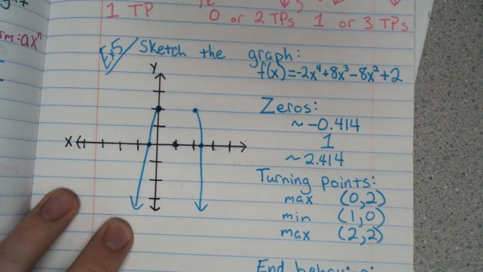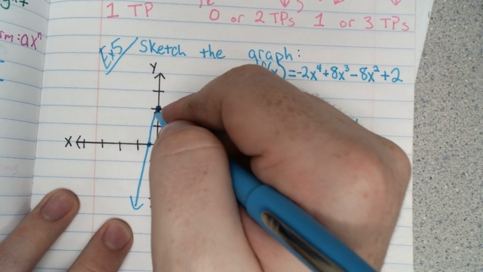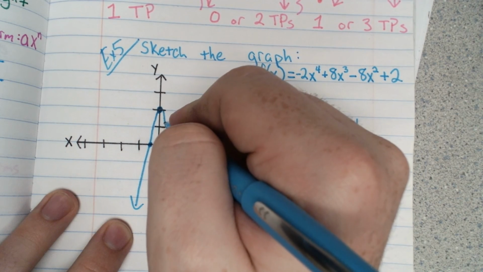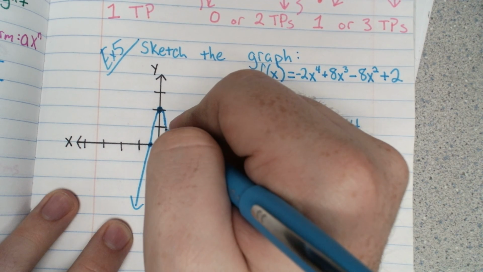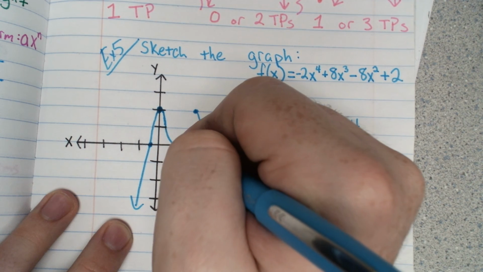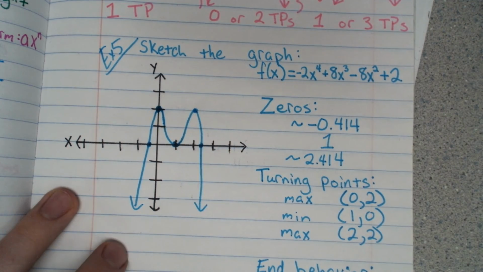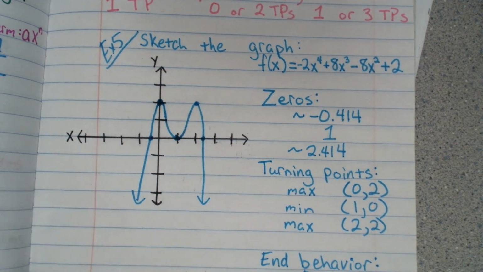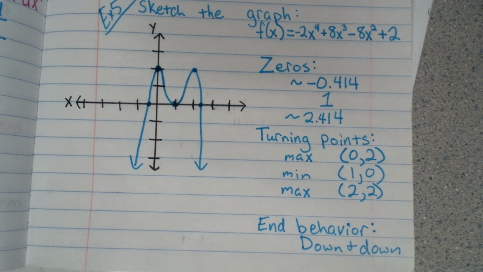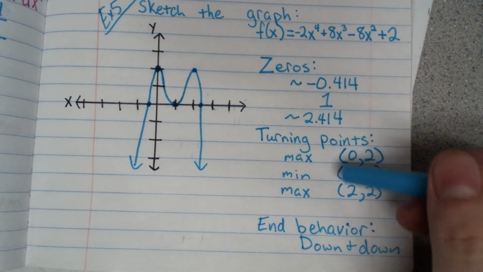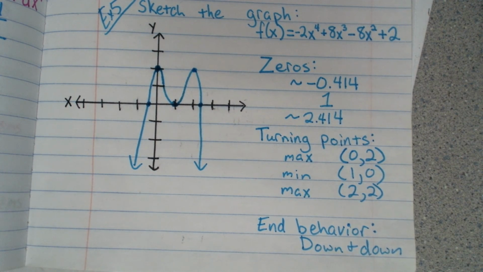And then I'm just going to fill in the middle. So this was a relative maximum, so then I come down. This was a relative minimum, so I'm going to come back up. That was a relative maximum, so that's where I'm going to start to go back down again. And that is how we can use some of our key features of a graph to sketch the graph.